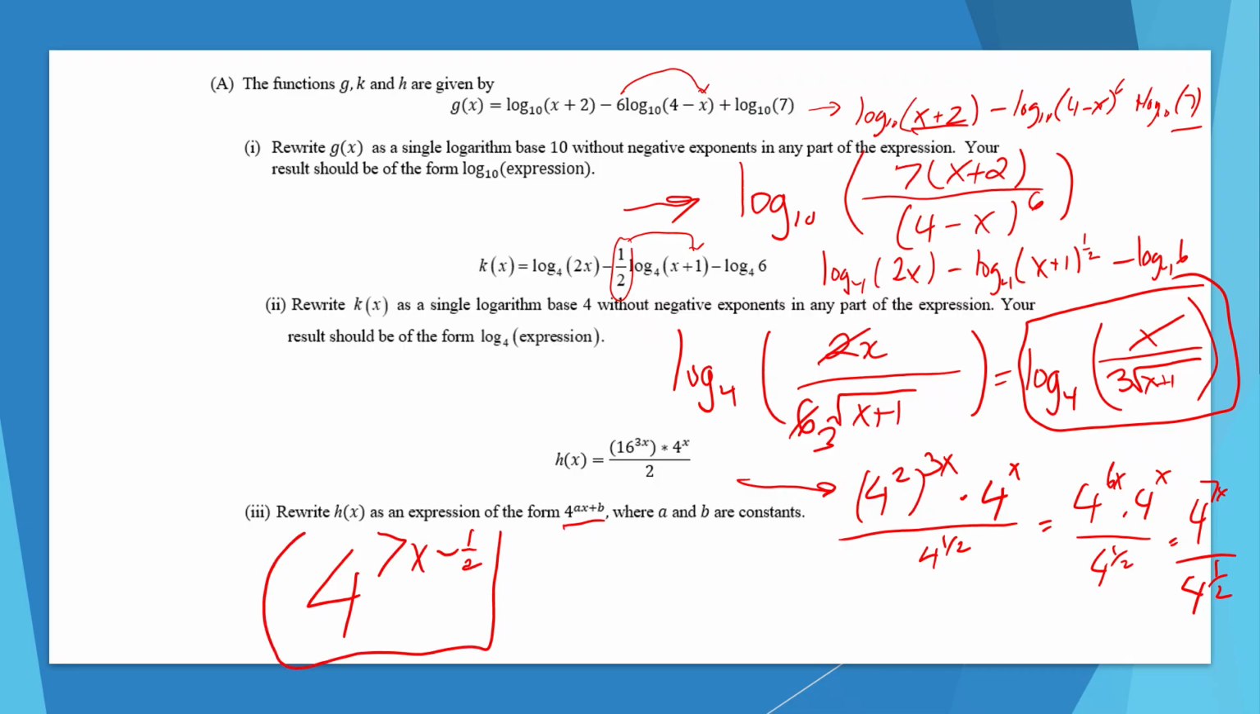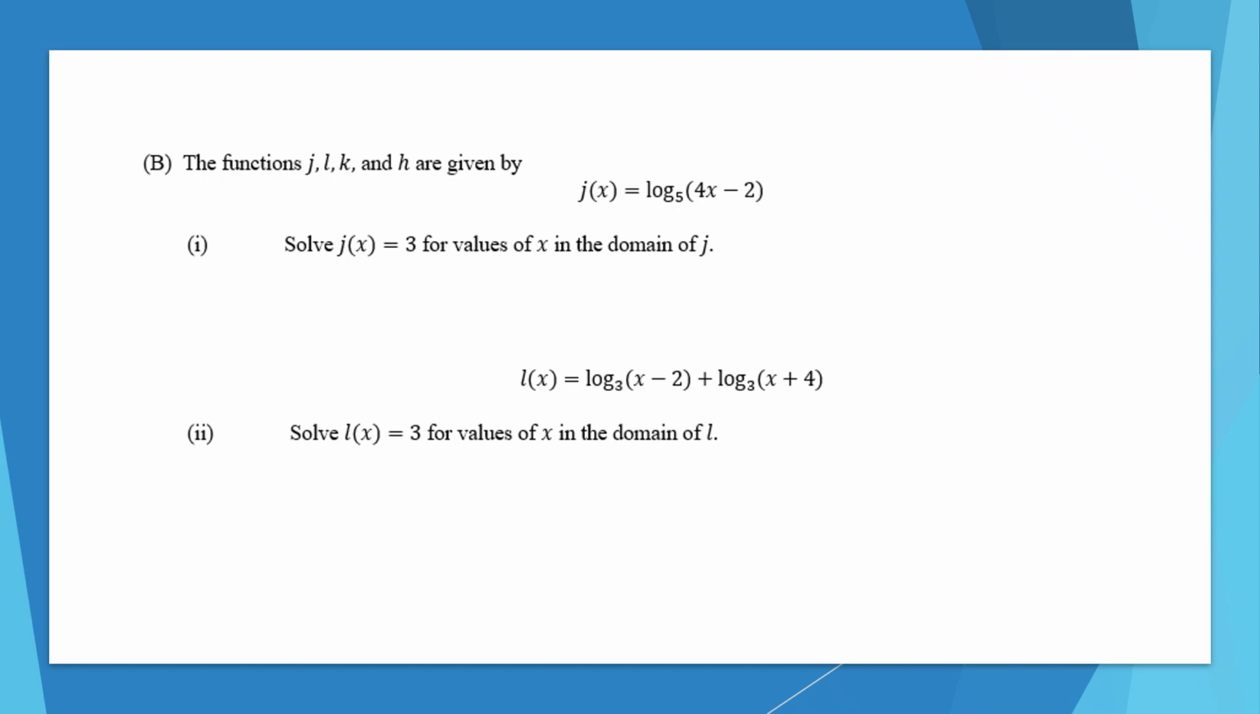So remember, we subtract the denominator exponent, and that's our answer for A3. 4 to the power of 7x minus 1/2, where in this case A is 7 and B is negative 1/2. You could leave your answer like this or like this. Either one is fine.